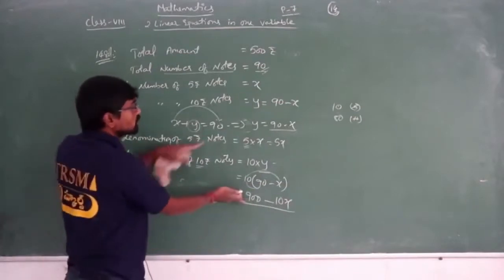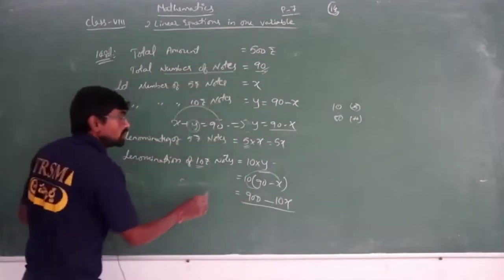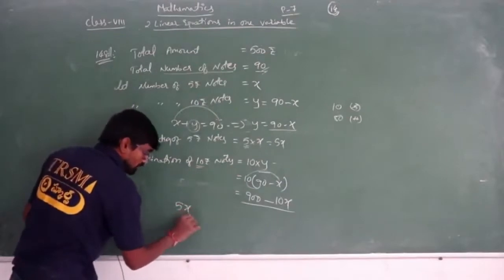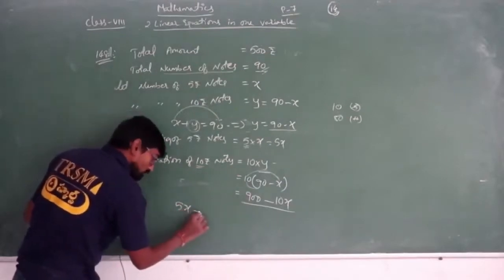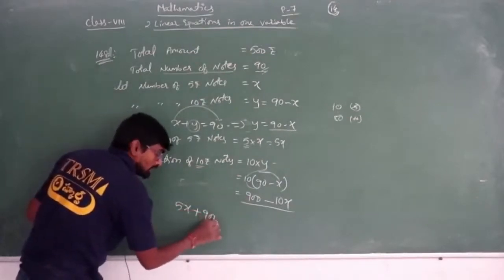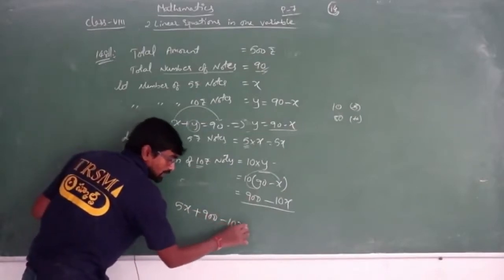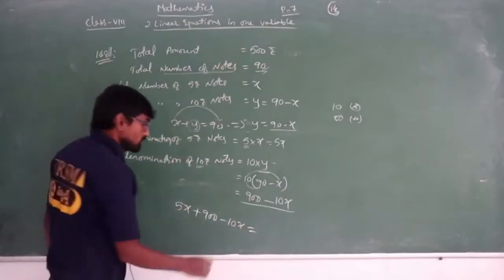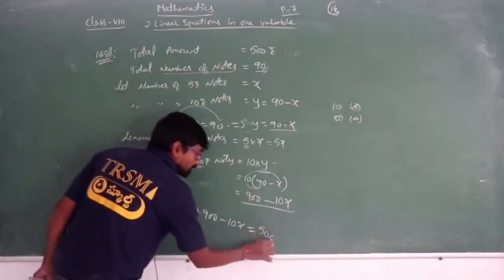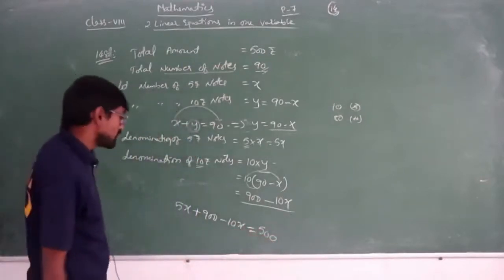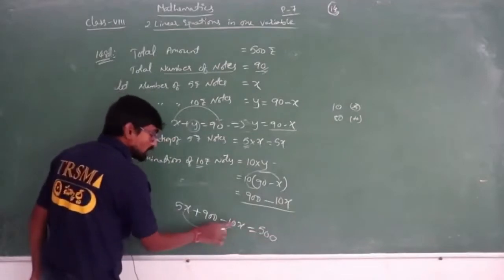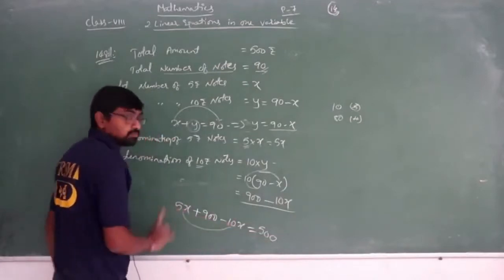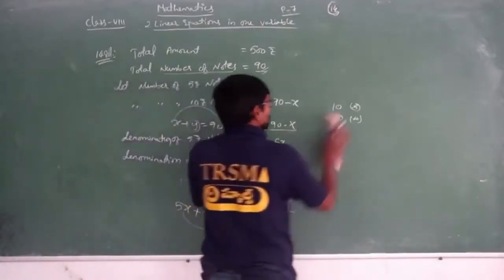On adding both the denominations I am getting 500 rupees. 5 rupees notes, 5X, plus the value of 10 rupees notes, 900 minus 10X, is equal to what value? 500, isn't it? Now like terms I have to add: minus 10 plus 5 will become minus 5.